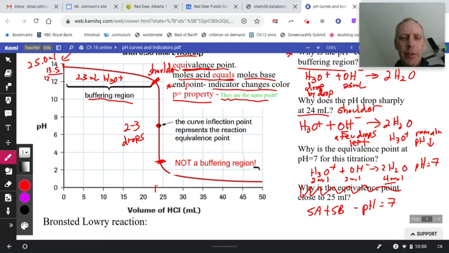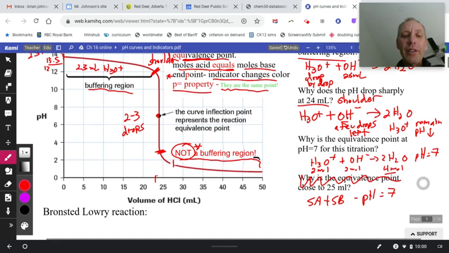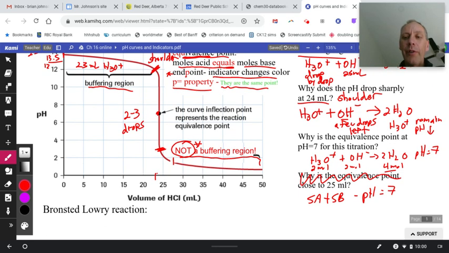Okay, what are we looking for? In your textbook, they call this section a buffering region. That's a mistake. It is not. Okay, it's not a buffering region. Okay, Bronsted-Lowry reaction that's going on here. We've already done it. It's a strong acid. So if some of you guys were writing HCl like this, it's not.